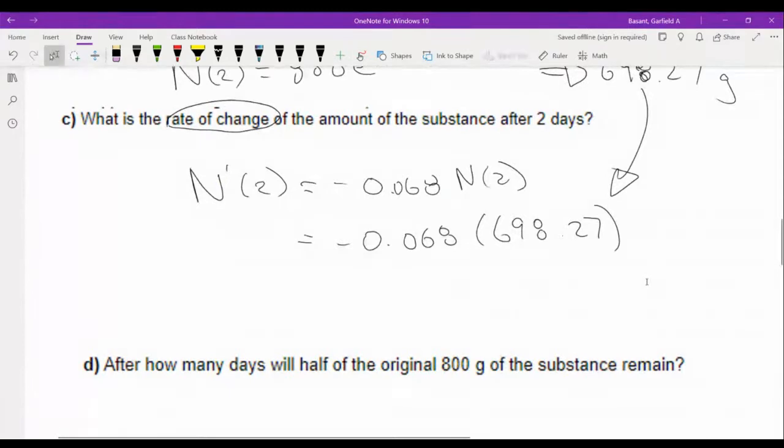What do we get for this? Negative 47.482. So that's grams per day. So it's decreasing at 47.482 grams per day.